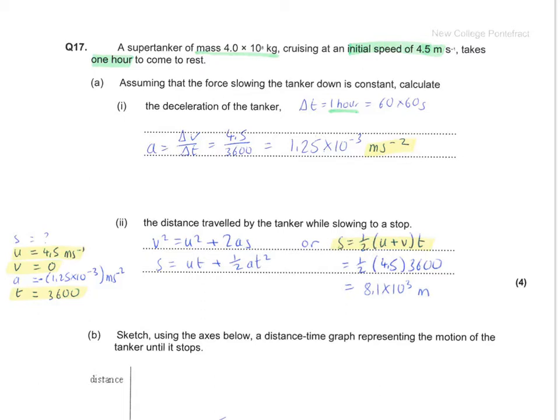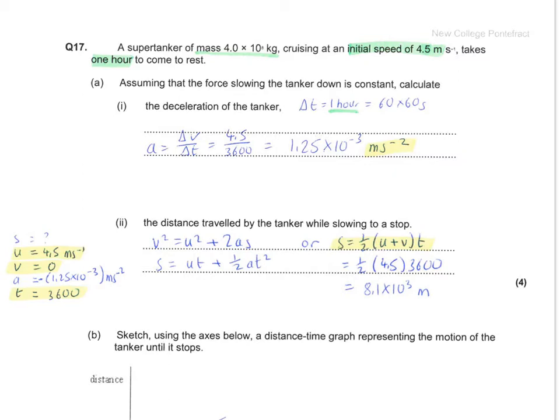Next, you're asked to find the distance travelled by the tanker while slowing down to a stop. If you list the information that you know, we have got the initial velocity and the final velocity and the time given in the question, and we have previously worked out the acceleration. Notice if you use the acceleration, it will need to be negative since it was actually a deceleration.